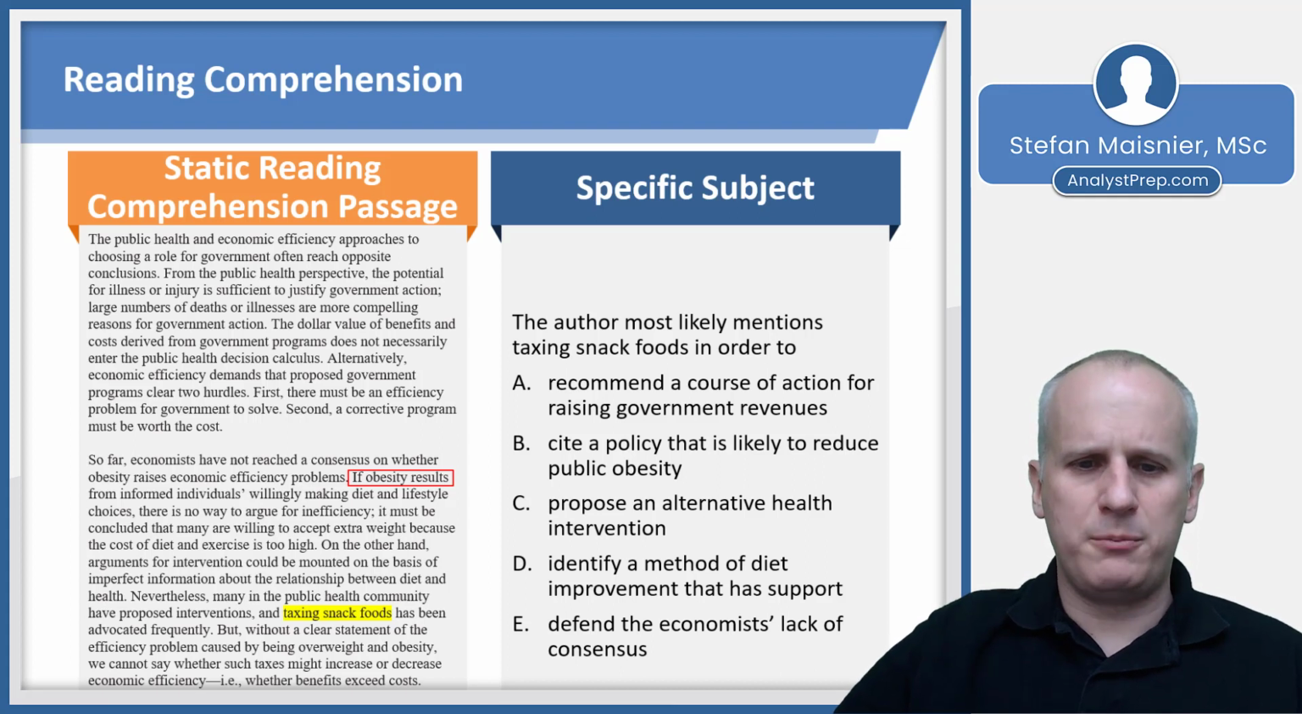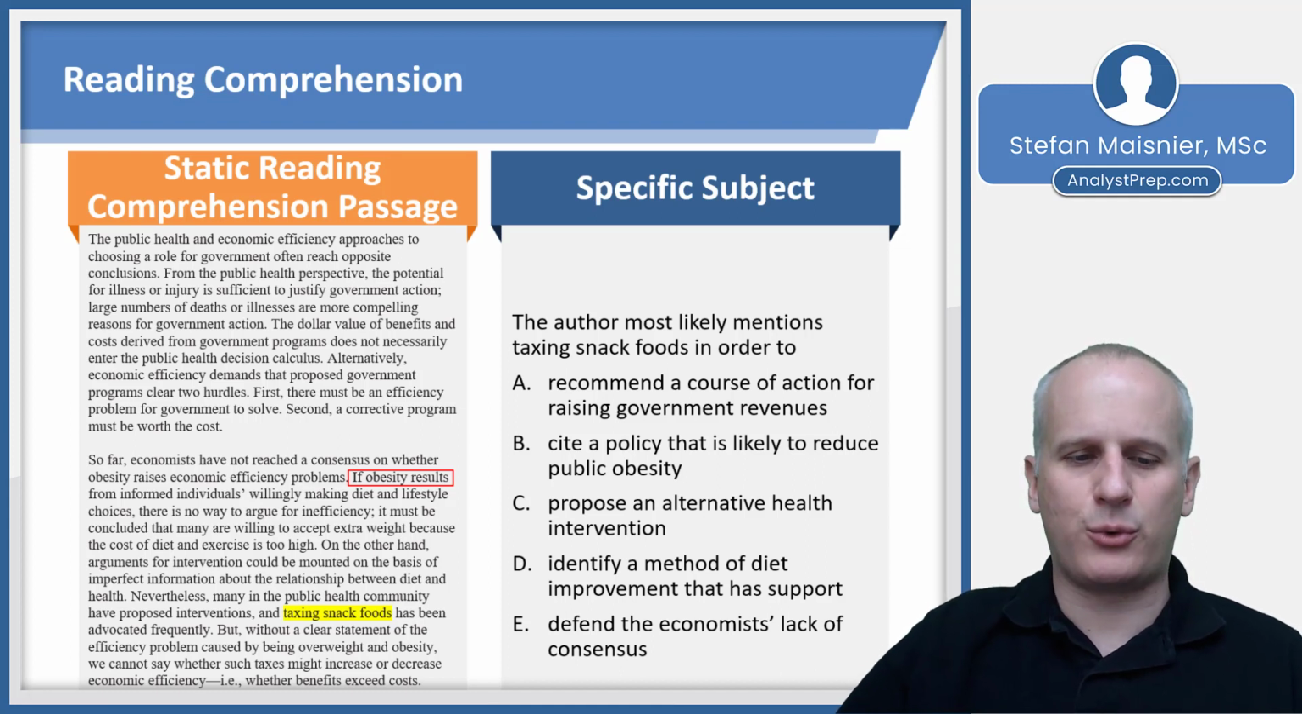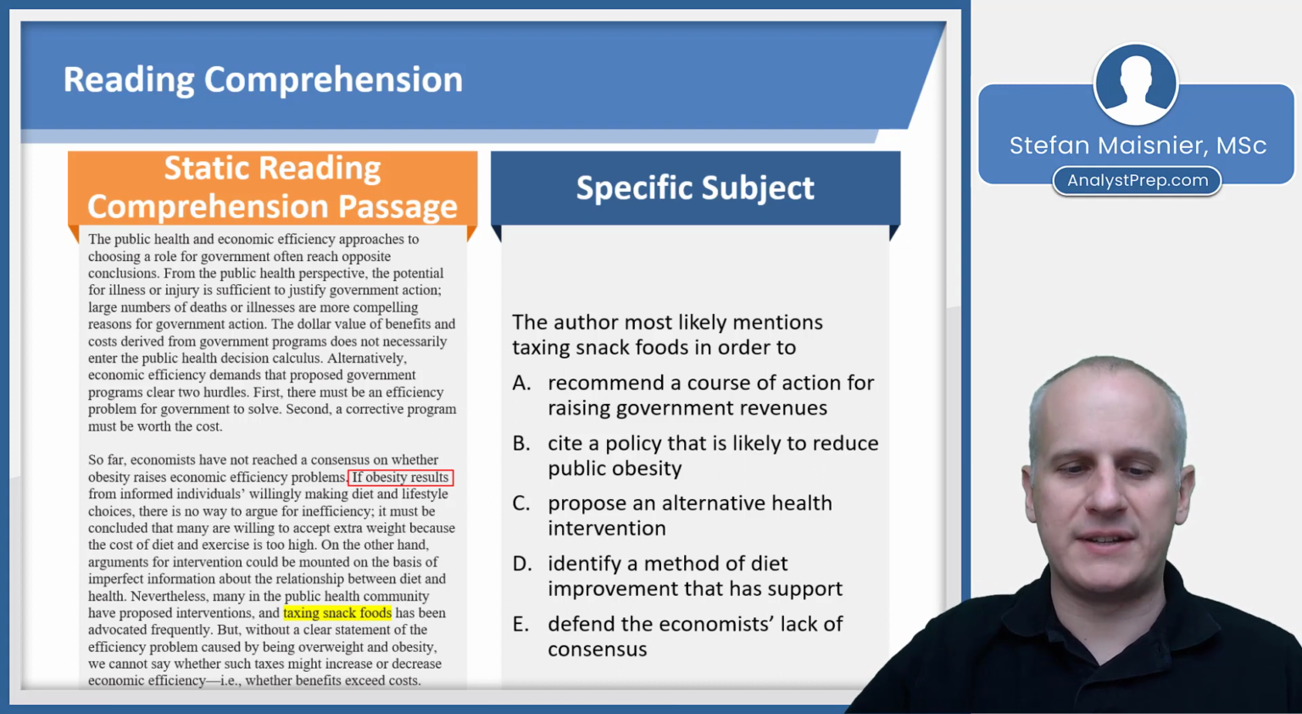So if obesity results from informed individuals willingly making diet and lifestyle choices, there's no way to argue for inefficiency. It must be concluded that many are willing to accept extra weight because the cost of diet and exercise is too high. On the other hand, arguments for intervention could be mounted on the basis of imperfect information about the relationship between diet and health. Nevertheless, many in the public health community have proposed interventions, and taxing snack foods has been advocated frequently, but without a clear statement of the efficiency problem caused by being overweight and obesity, we cannot say whether such taxes might increase or decrease economic efficiency, i.e., whether benefits exceed costs.